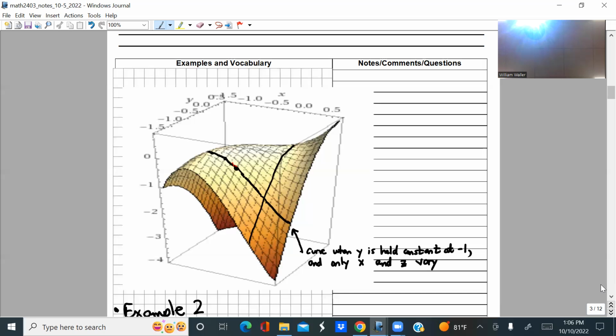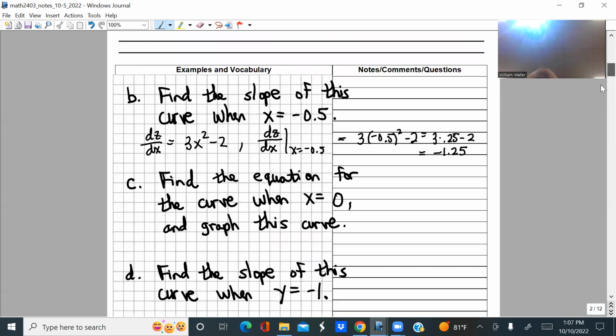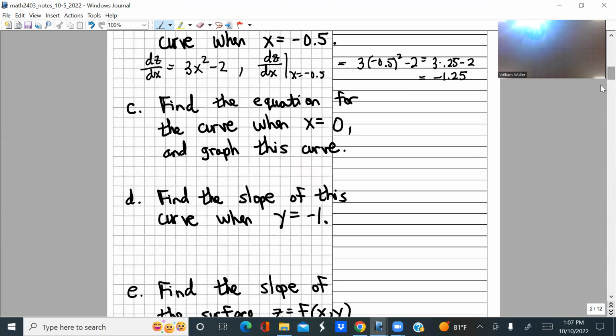At this particular point, in the direction of the x-axis, the surface is falling, and we even know what rate it's falling at. Maybe that's the next question. Probably is. Oh, no, it's just a repeat of this question. All right, so y'all try this one.